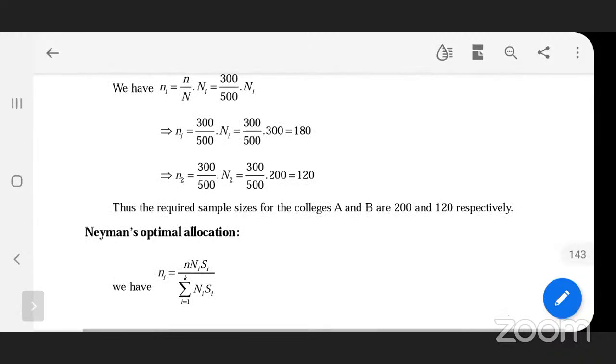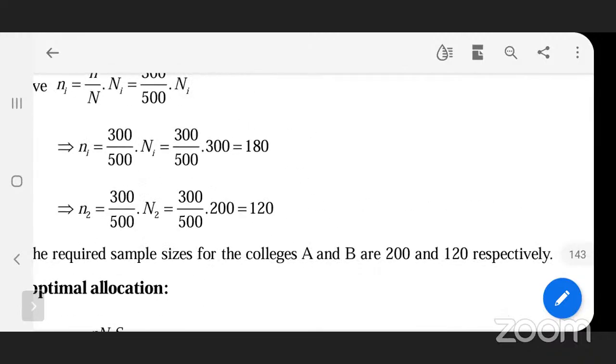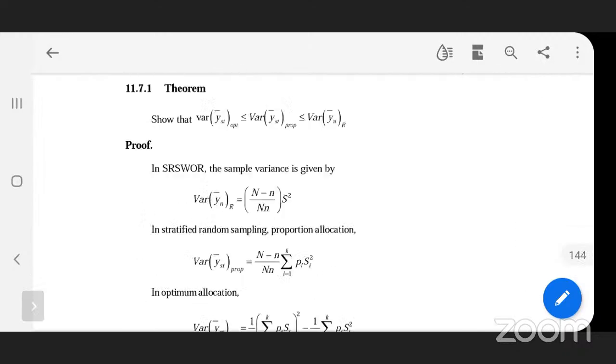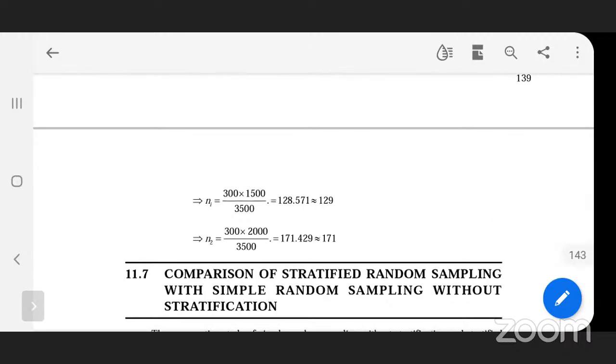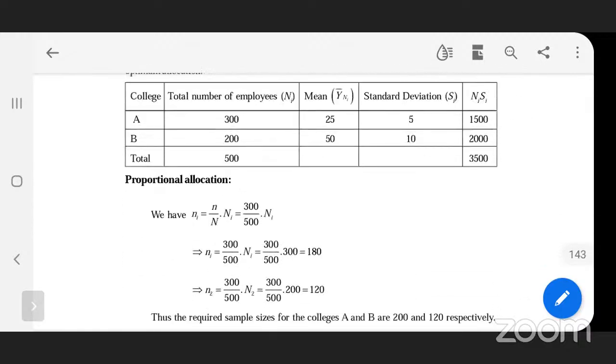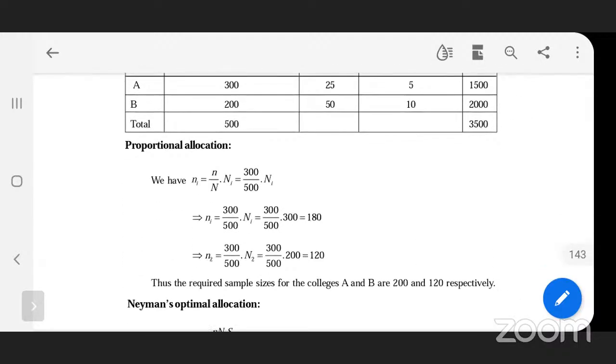Proportional is up to here only. Up to here 180 and 120, I got it. And after Neyman's, if I apply, the first one is 170, 129, and the second one is 171. This is the difference between the N1 and the N2.